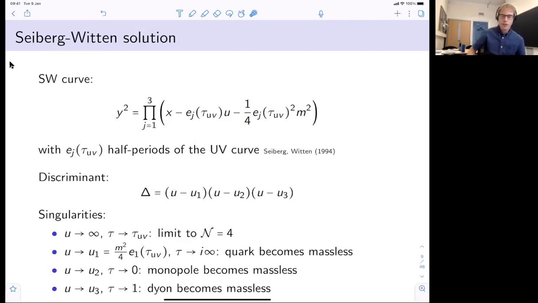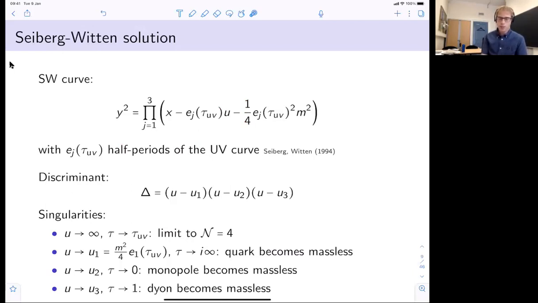Okay, so the effective coupling constant of the low energy effective theory corresponds to the complex structure of this torus. So that's how the relation between tau and u comes about in this perspective. And when this curve is singular, that corresponds to a singularity of the effective field theory, where a massive multiplet becomes massless, and therefore the effective field theory is no longer accurate, it becomes singular.